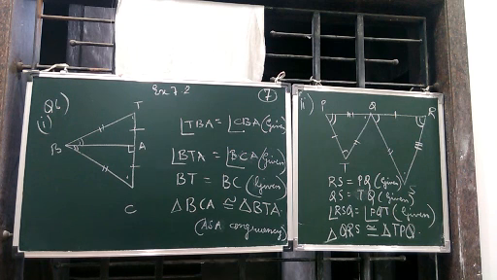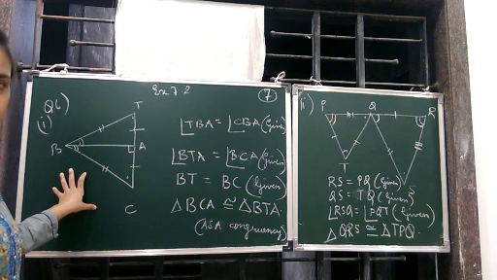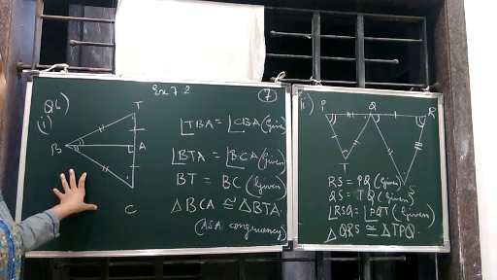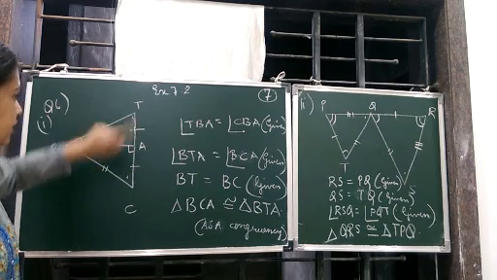Dear children, we are continuing with exercise 7.2, question number 6, where we have to complete the congruency. So we are starting with our copy. We make the diagram first and foremost, and then whatever is given. What is given, you can see. These two sides are equal. These two sides are equal.